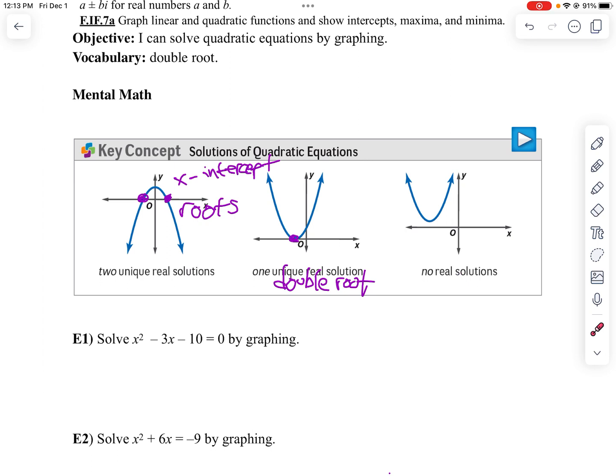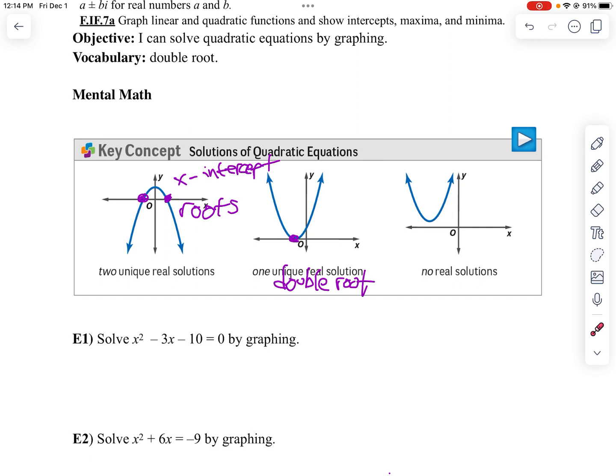Now, you're going to have to graph these either by hand or with technology. I don't care if you use technology on the paper assignment. Alex is going to make you do it by hand by finding a table of values and your vertex.